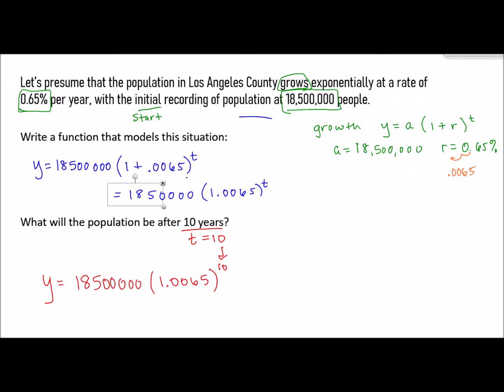Calculator said about 1.78. And again, we don't have a partial person, so we're just going to round down. 19,738,289 about people. That is a huge population. 18 million people live there. Crazy.